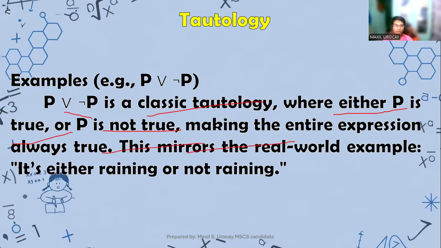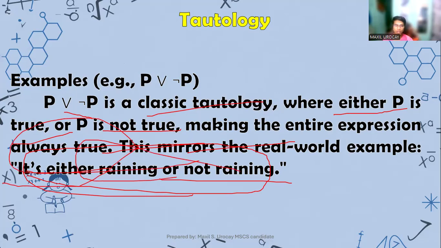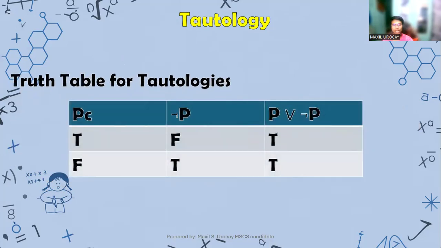This mirrors the real world example. It's either raining or not raining. So that will definitely become true, because if it's raining or not raining, of course, that is redundant in nature. If we begin to work on that, it will equate to a true statement. It will still be not raining, diba? So, what is going to happen?